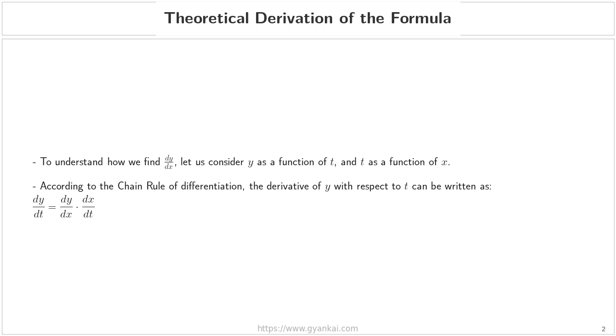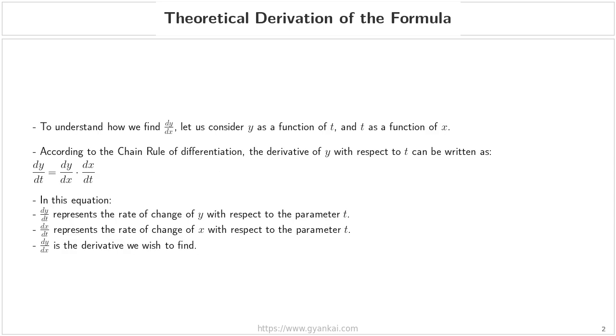Theoretical derivation of the formula. Now that we have established the need for a link between our variables, let us move on to the theoretical derivation of the formula. To understand how we find the derivative of y with respect to x, let us consider y as a function of the parameter t, and in turn, consider t as a function of x. By applying the chain rule of differentiation, we can express the derivative of y with respect to t as the product of the derivative of y with respect to x and the derivative of x with respect to t. In other words, dy by dt equals dy by dx multiplied by dx by dt.